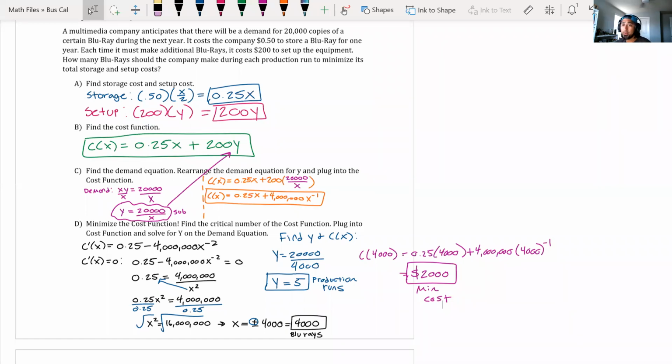But it said, how many Blu-rays should the company make during each production run? So we should make 4,000 Blu-rays each time during 5 production runs, and we will minimize the storage and setup costs to $2,000 each time. Okay, any questions on that?